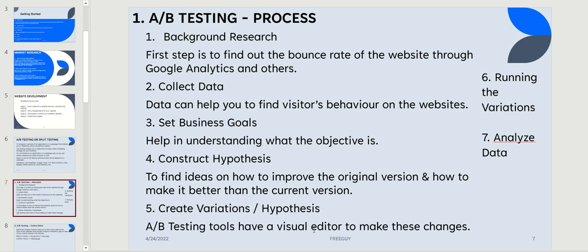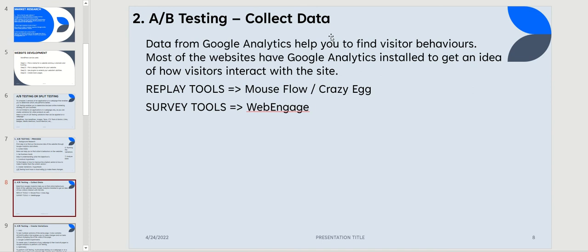Some of the tools are Visual Website Optimizer and Google Content Experiments Optimizer. The next one is collect data. The data from Google Analytics can help you to find visitor behaviors. Most websites have Google Analytics installed to get an idea of how visitors interact with the site. It is also one of the best analytic tools available for free. To install it, you can search for it anywhere.